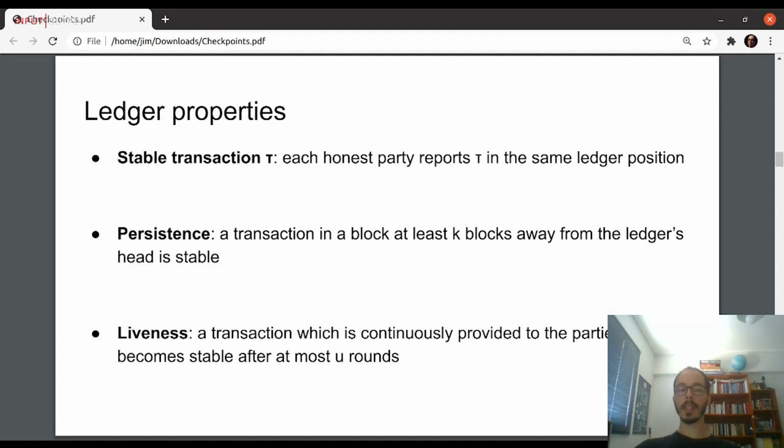What liveness means is that if a transaction is continuously provided to the miners, to the parties that participate in proof of work, after some time, the transaction will become stable. So it will go into the chain, and it will go into an old enough block such that every party reports it in the same position in the ledger.